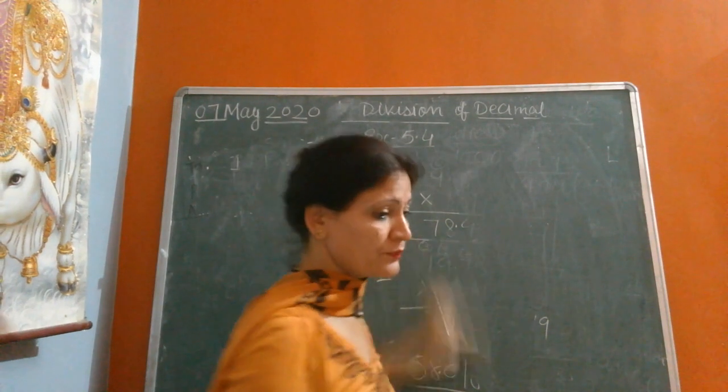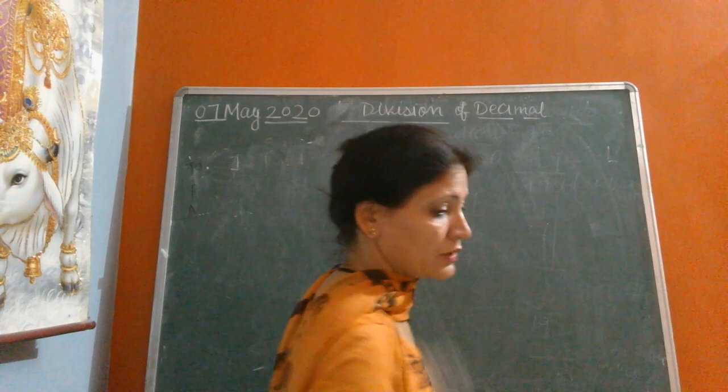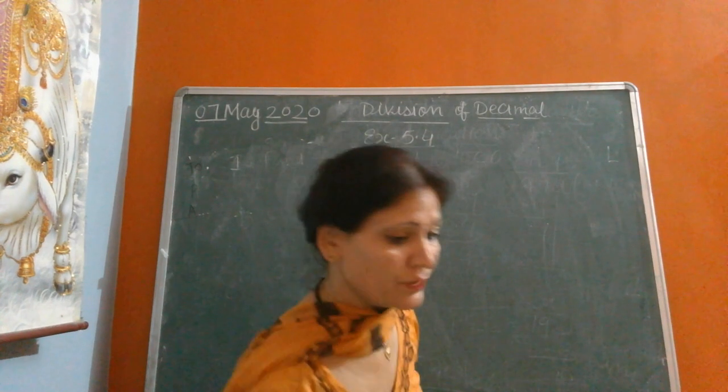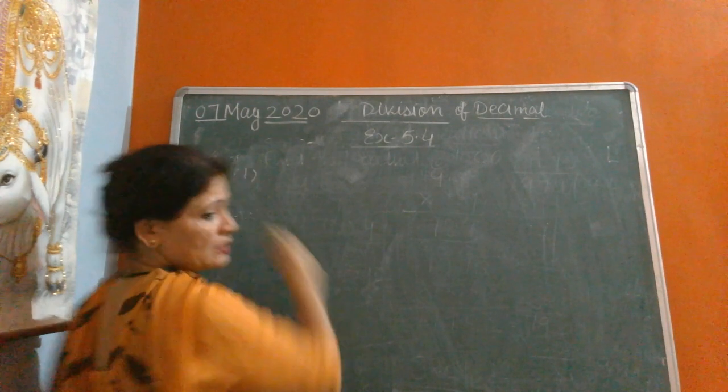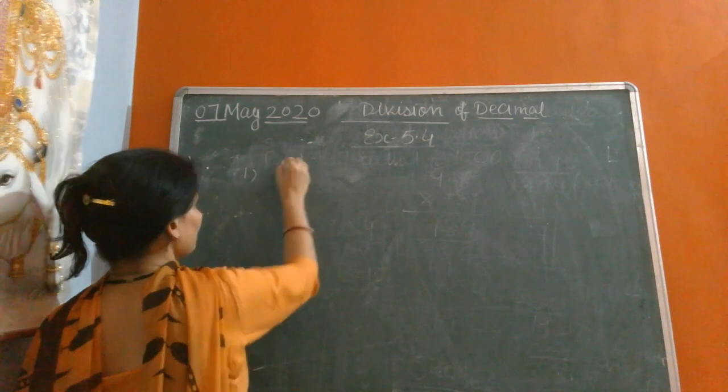Now question 2. Question 2 is: using the shortcut method, find the product. Shortcut method, like take one example, 4.235.